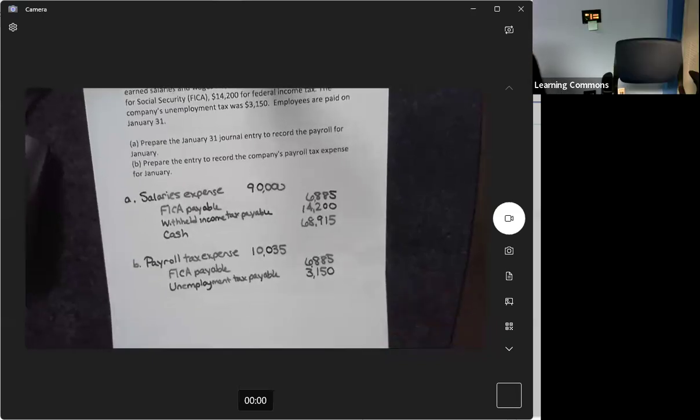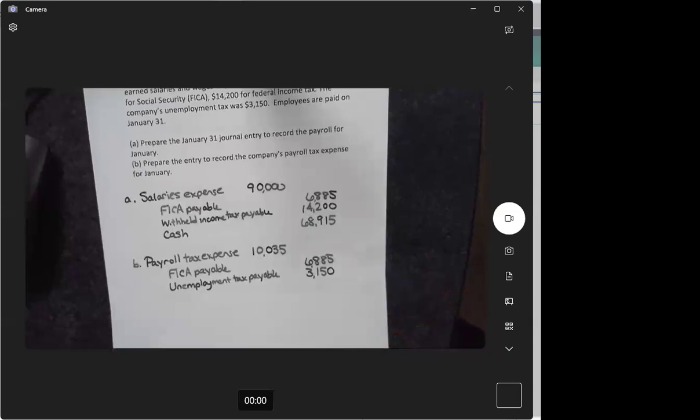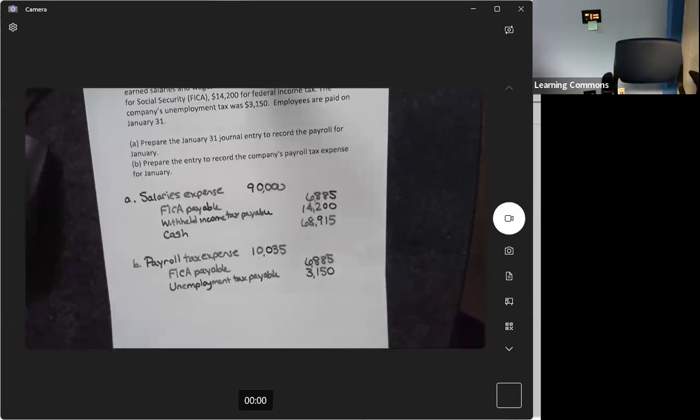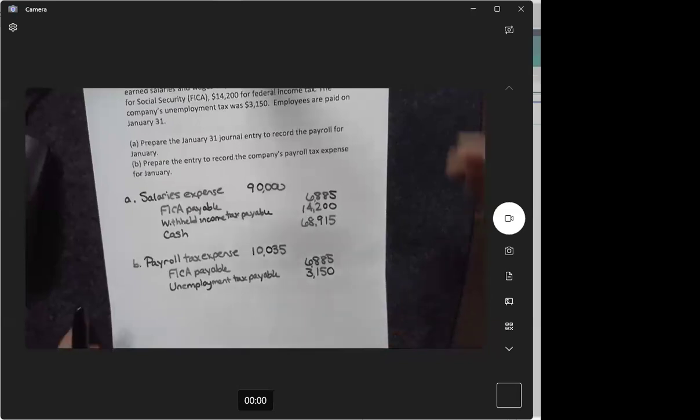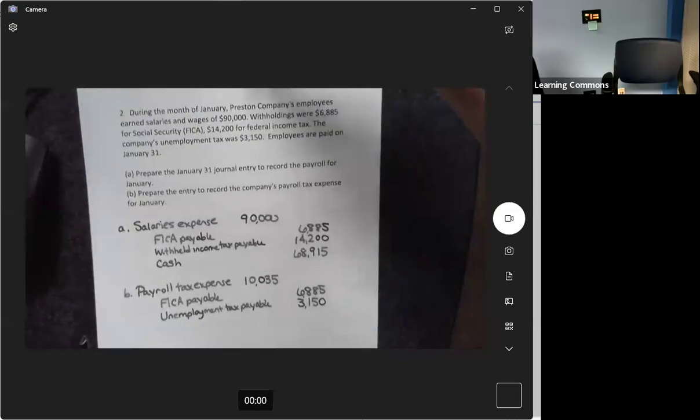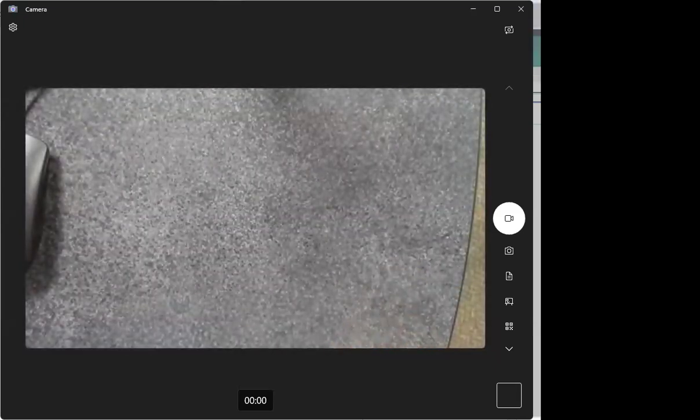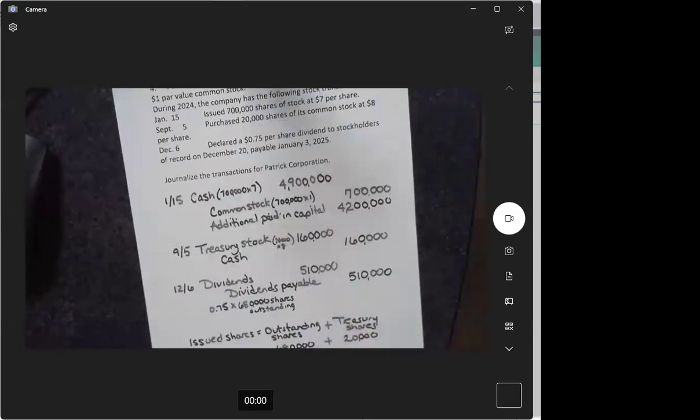So chapter 10 covered notes payable, deferred revenue, sales tax, payroll, bonds. Quite a few different things that you wanted to be able to do in that chapter. Again, these are fairly comprehensive looks at the problem type things from chapter 10.